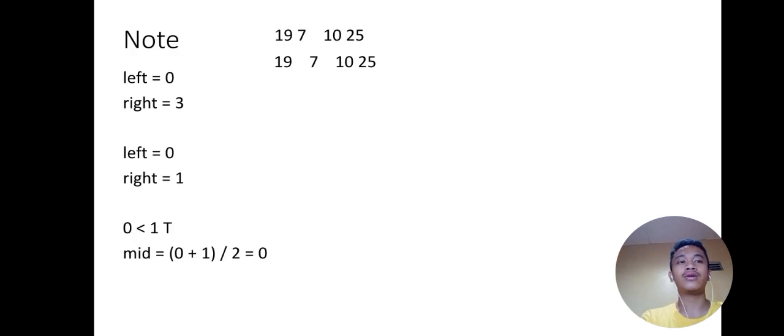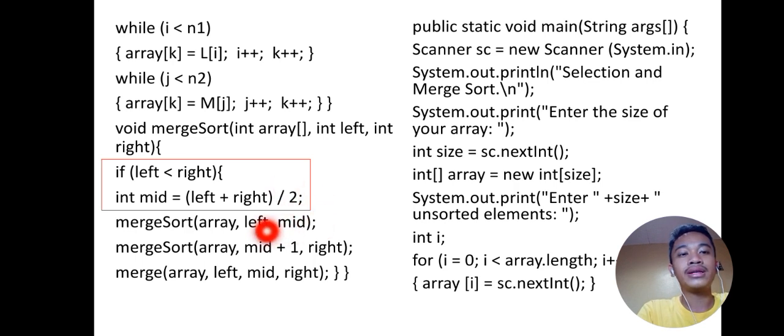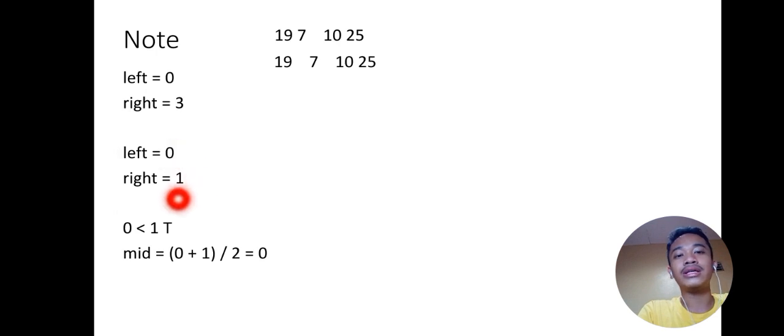So next, we have a note right here. The value of our left is 0, and the value of our right is 1. It is because the value of our mid is 1. So that is why right here is 1. So 0 less than 1 is true, and we need to find the midpoint of our left subarray. So mid is equal to (0 + 1) divided by 2, which is 0. So therefore, it is in our index 0. So we split it.